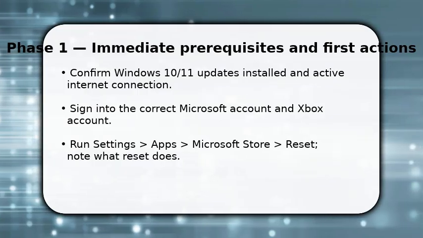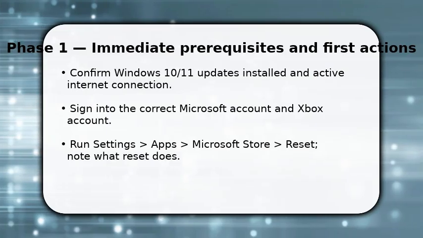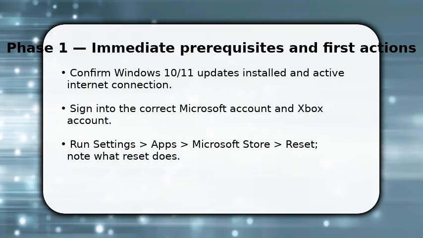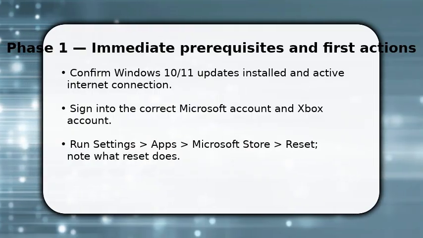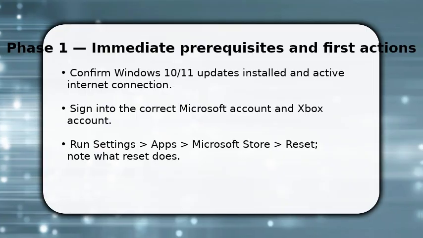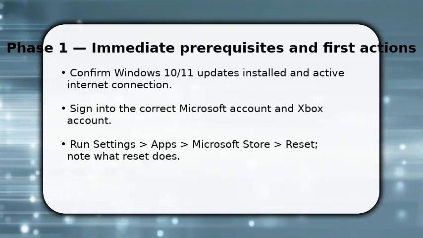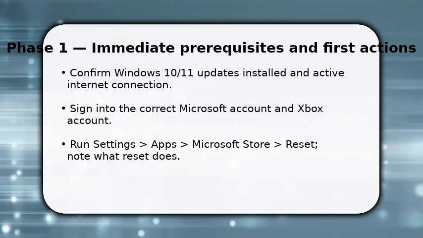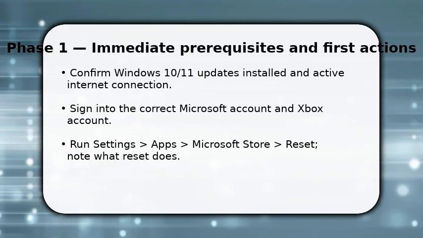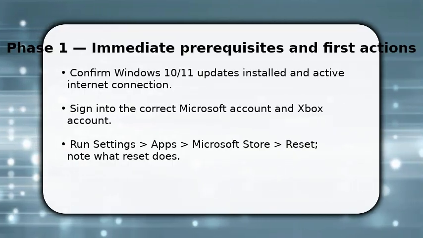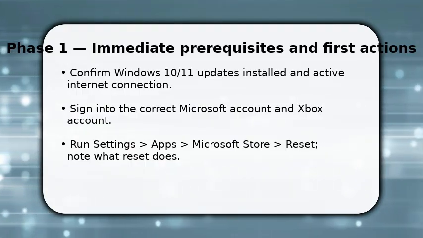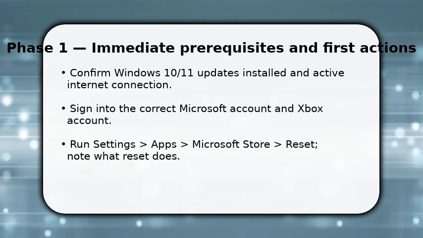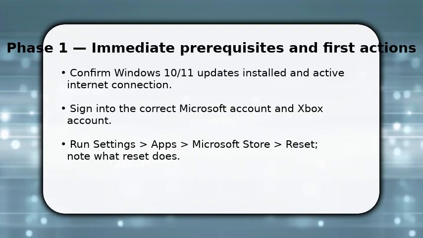You start by verifying prerequisites and taking immediate action. Confirm Windows updates are installed and you're online, then sign into the same Microsoft account used by Xbox. Next, open Settings, go to Apps, find Microsoft Store and perform a reset. This clears app data and can fix corrupted cache. Once done, restart the store and try opening Xbox. If it still fails, proceed to repair cache services and app registrations in the next step.